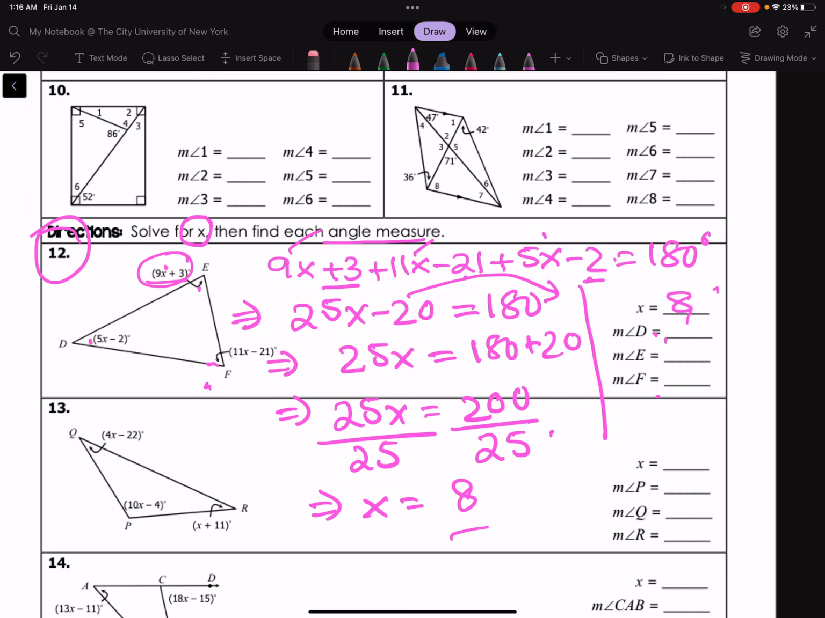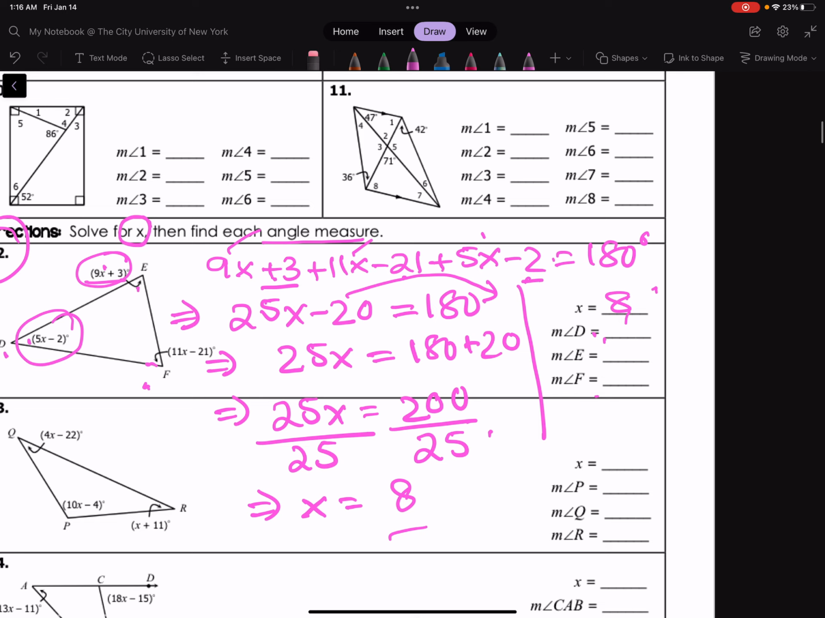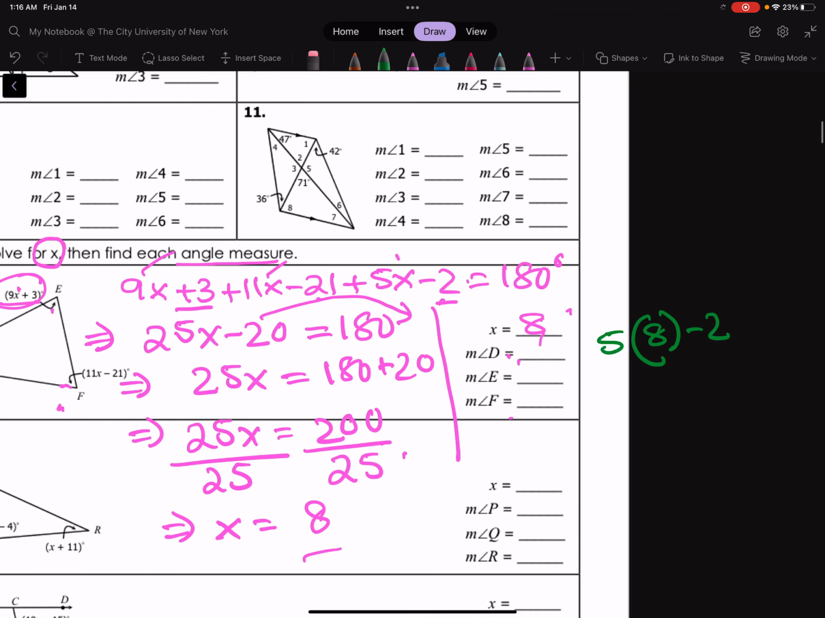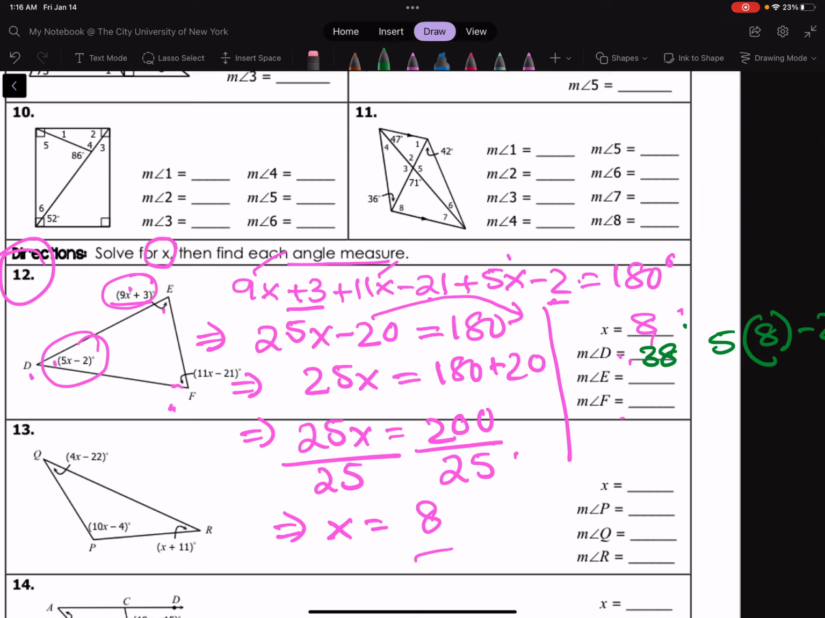Now we need to find D. D is 5x minus 2, so plug in the value: 5 times 8 minus 2. That gives you 40 minus 2, which is 38. So you write that D is 38. This way you can plug in the value of x for E into this, and for F into this. You get it.